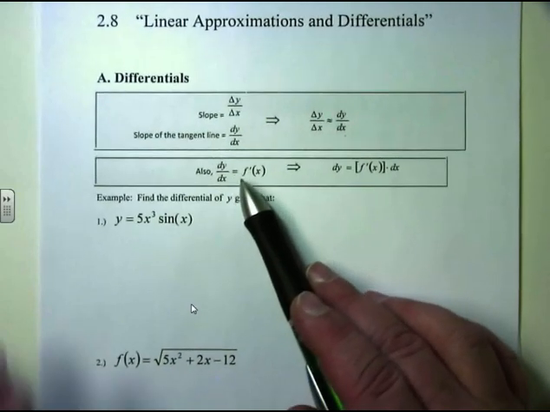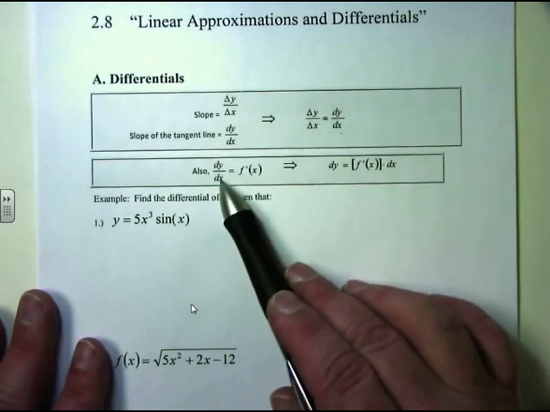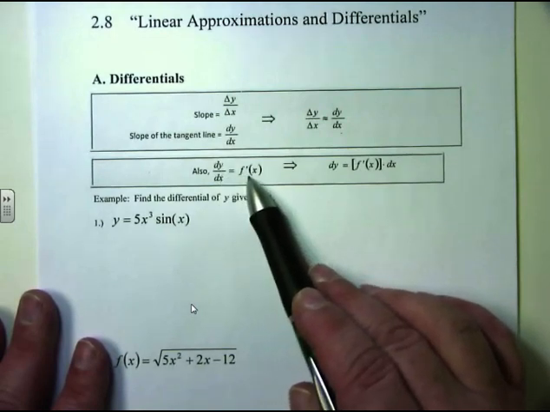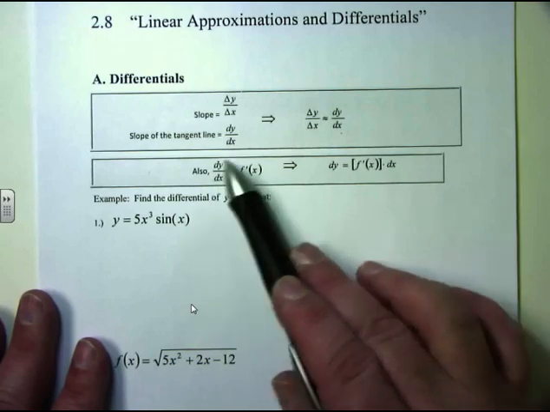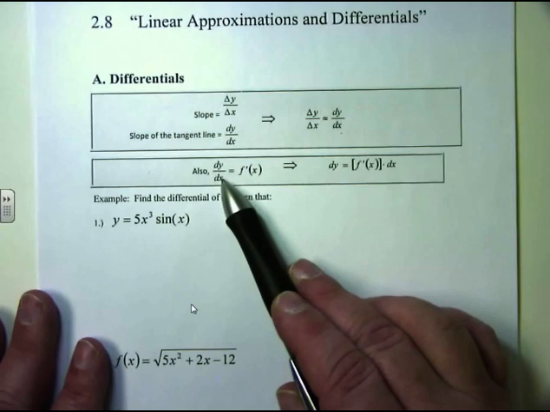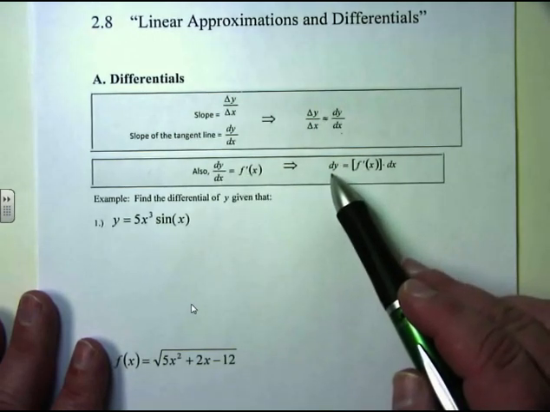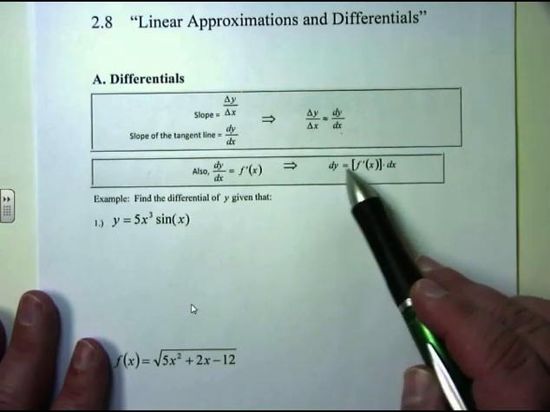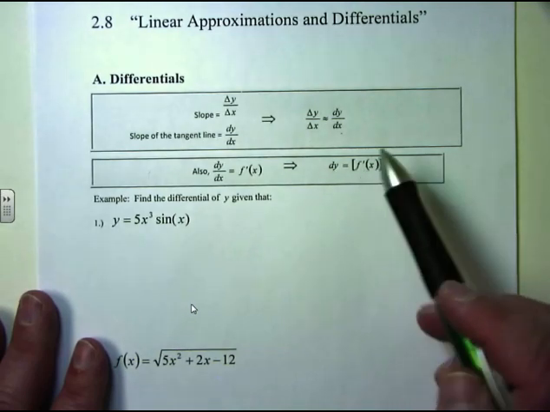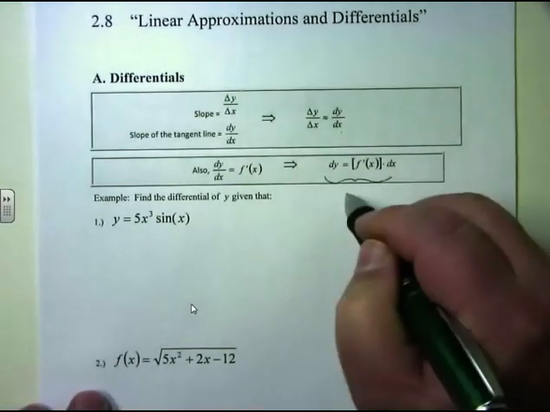So we created this formula: dy over dx, also known as the derivative, is equal to f prime of x. You can manipulate this from algebra and solve for dy in terms of dx. If dy over dx equals f prime of x, and I multiply by dx on both sides, I get this equation: dy is equal to f prime of x dx. And this notation right here is what we call the differential.